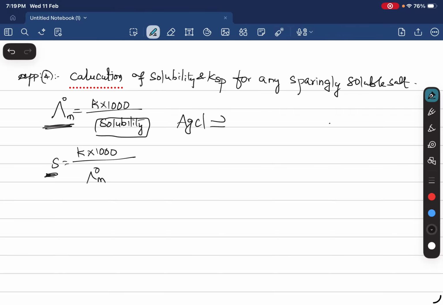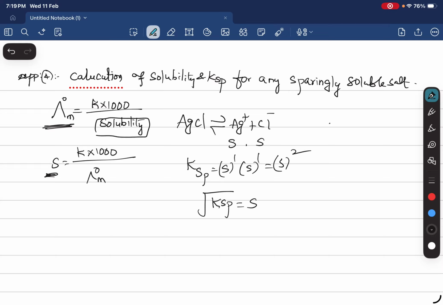Suppose if you take AgCl, Ag plus and Cl minus. So S into S. So KSP equals to S power 1 and S power 1, which can be written as S power 2. So under root KSP equals to S. This is how we can get it.